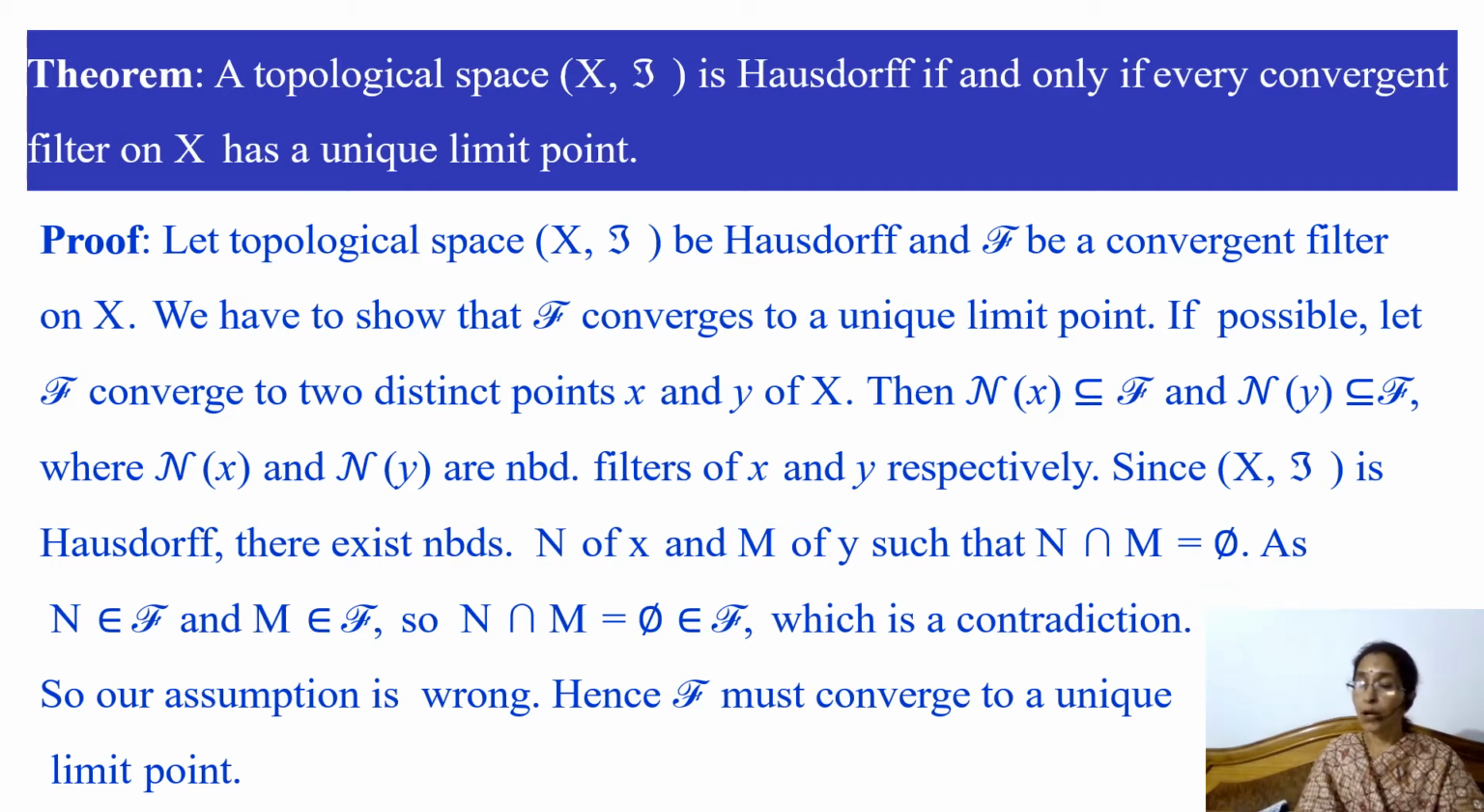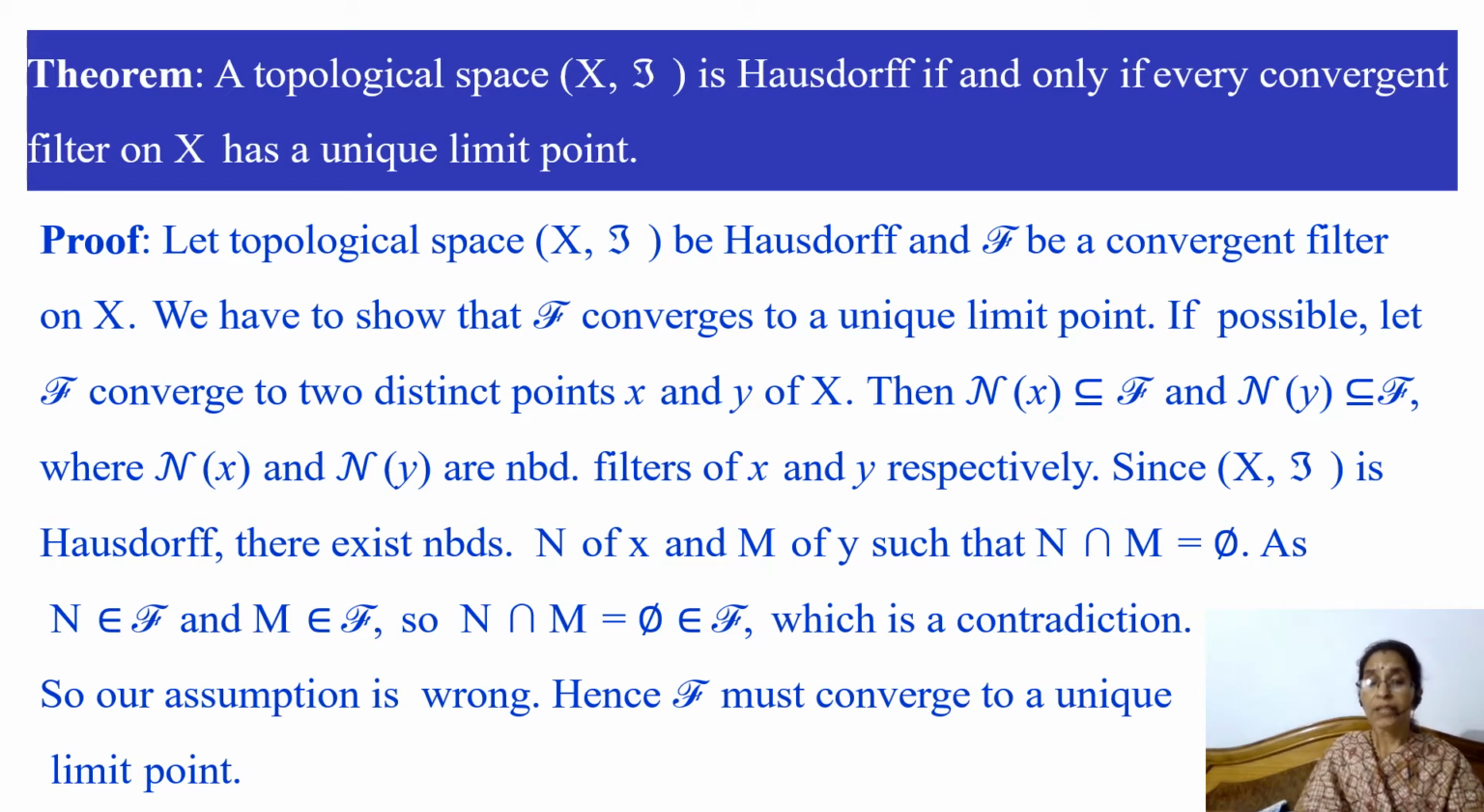Since (X, τ) is Hausdorff, and we know that if a space is Hausdorff, then for every pair of distinct points we can find disjoint neighborhoods of those points, there exist neighborhoods N of x and M of y such that N intersection M is empty. As N of x is contained in F, every neighborhood of x is a member of F, so N belongs to F and M belongs to F. So N intersection M also belongs to F, because any filter is closed under finite intersection.